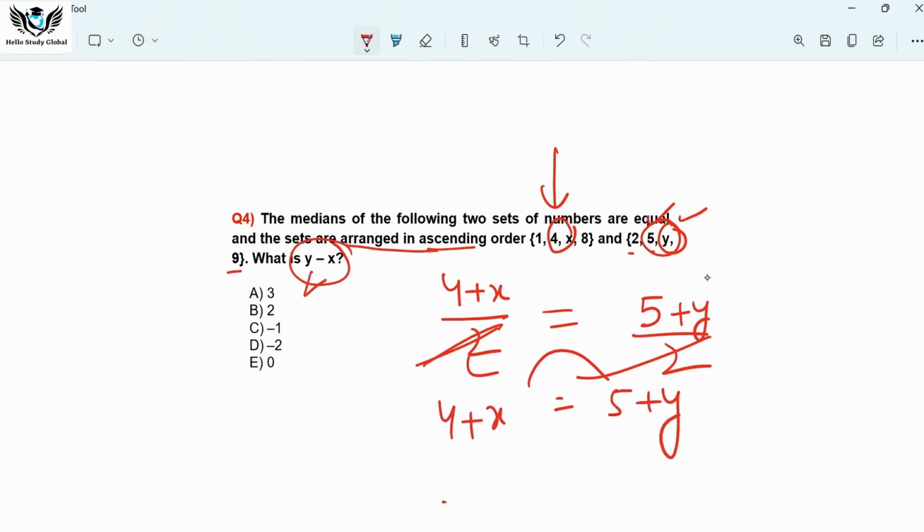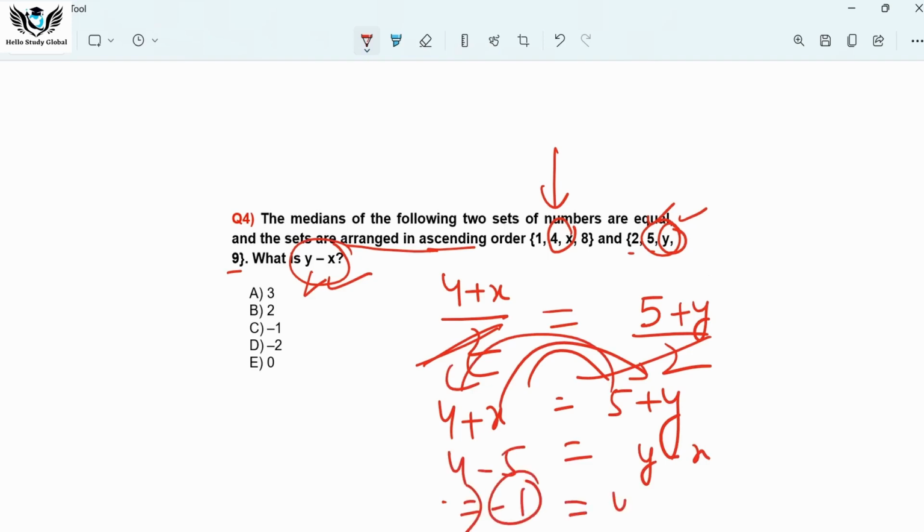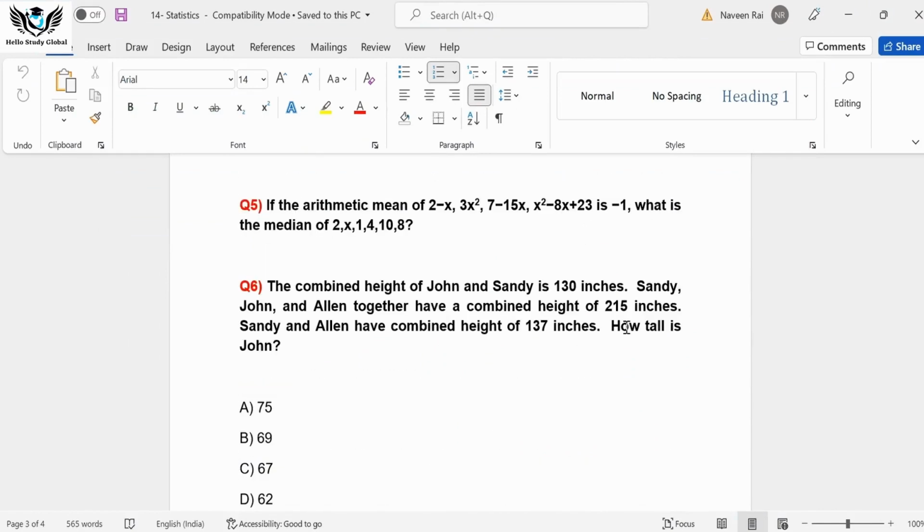What are we supposed to find? We're supposed to find y minus x. So x goes on to the other side, so it becomes y minus x. 5 goes on to the other side, 4 minus 5, which is equal to minus 1. Minus 1 is equal to y minus x. Answer would be C. Okay, let's move on to the next question.